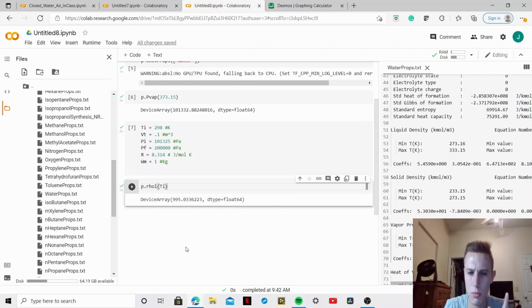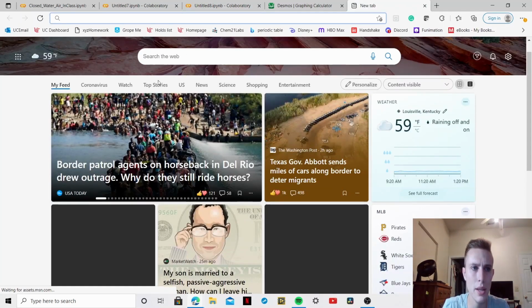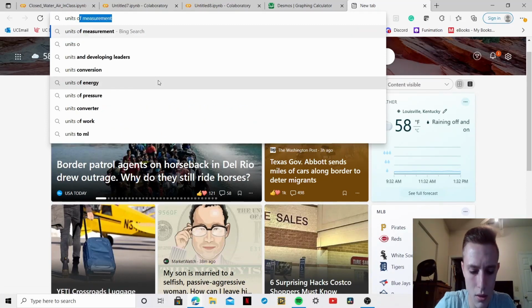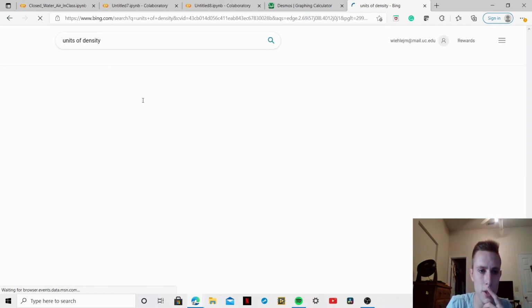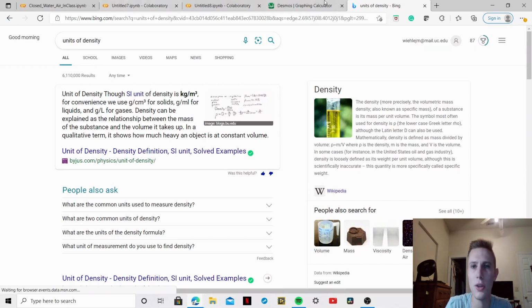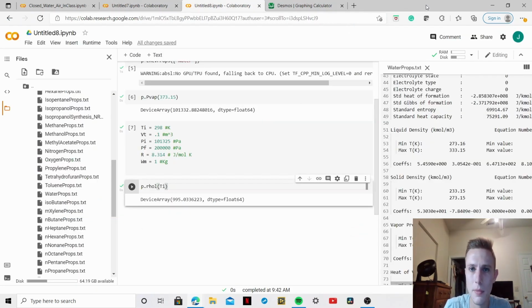I believe that's the units of density. Make sure you know that density. So units. Try to make sure this is right. Yep, kilograms per meter cubed. All right, I was right. All right, sweet. So now that we know that, we've called that in.